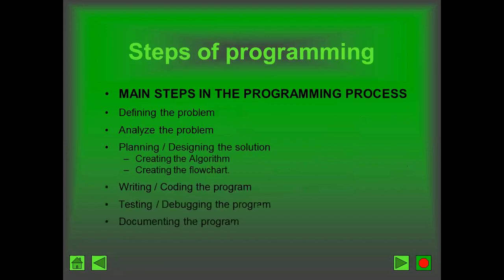As you can see, the steps to be followed while doing programming are these steps. Number one, defining the problem. The first step in making a program is to define the problem itself. What is the problem? Then analyze the problem. After defining the problem, we analyze the problem in different parts, and then after that, we plan the solution, or we can say design the solution.